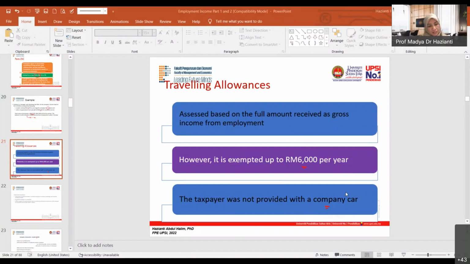Untuk next topic, which is investment income. Ada soalan lagi tak untuk employment income ni? So you have to pay attention lebih dekat ni lah the section 31A ni tadi.